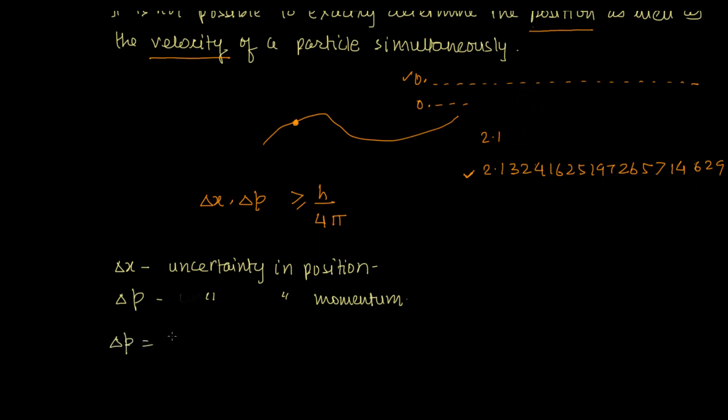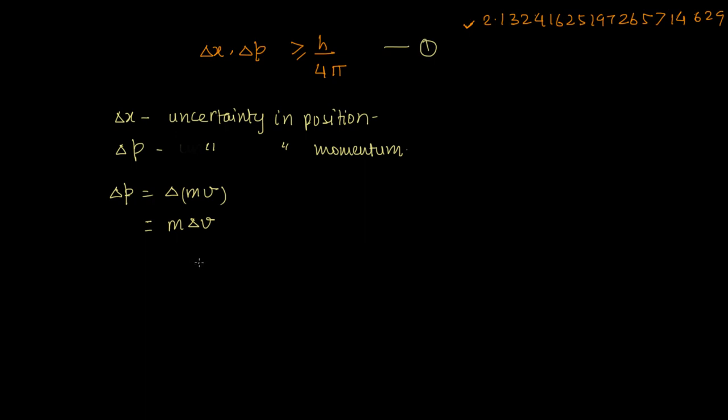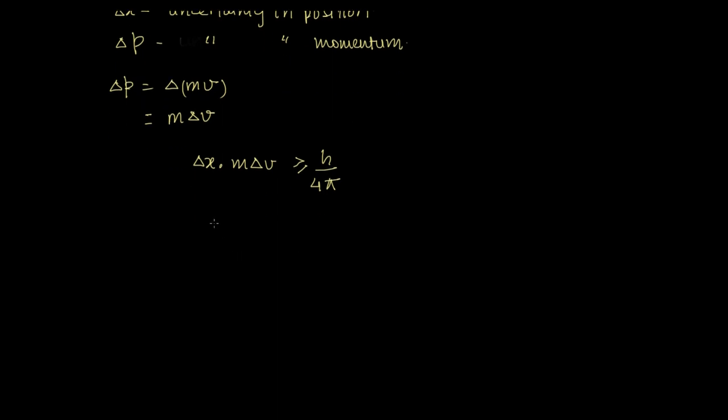Now let's also try to understand this. This delta p is actually delta m into v. Now m is absolutely constant. It's known to a very high degree of precision. So this is m delta v. Delta p is m delta v. So this equation 1 can be written as delta x into m delta v is greater than or equal to h upon 4 pi, and that means that delta x into delta v is greater than or equal to h upon 4 pi m. Get that?